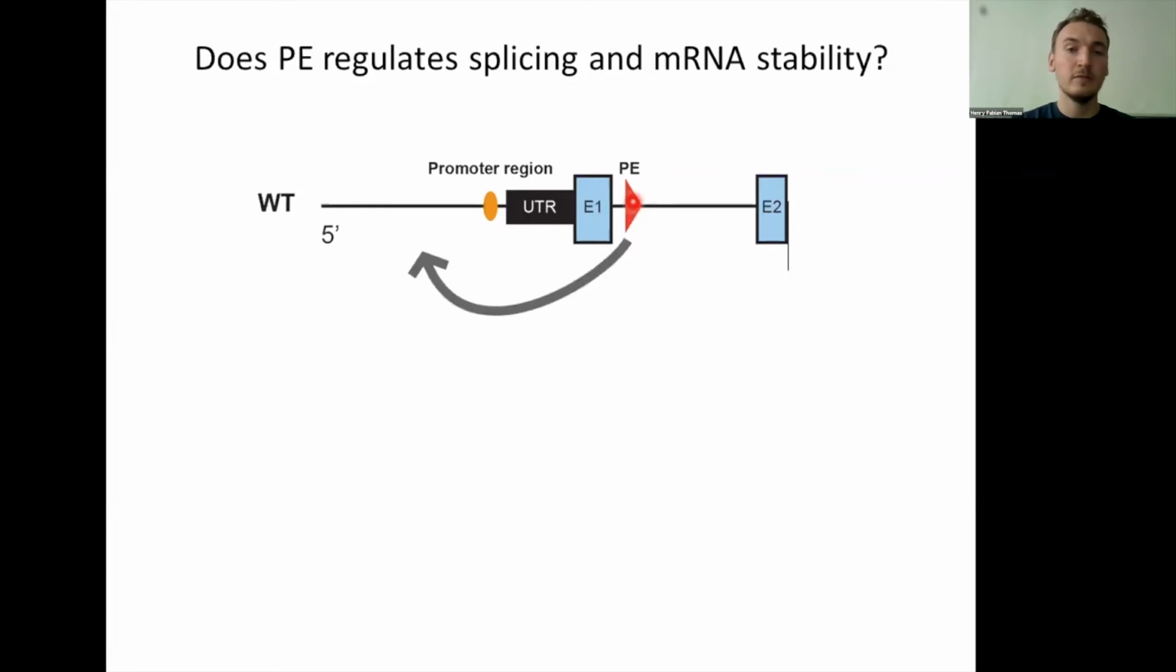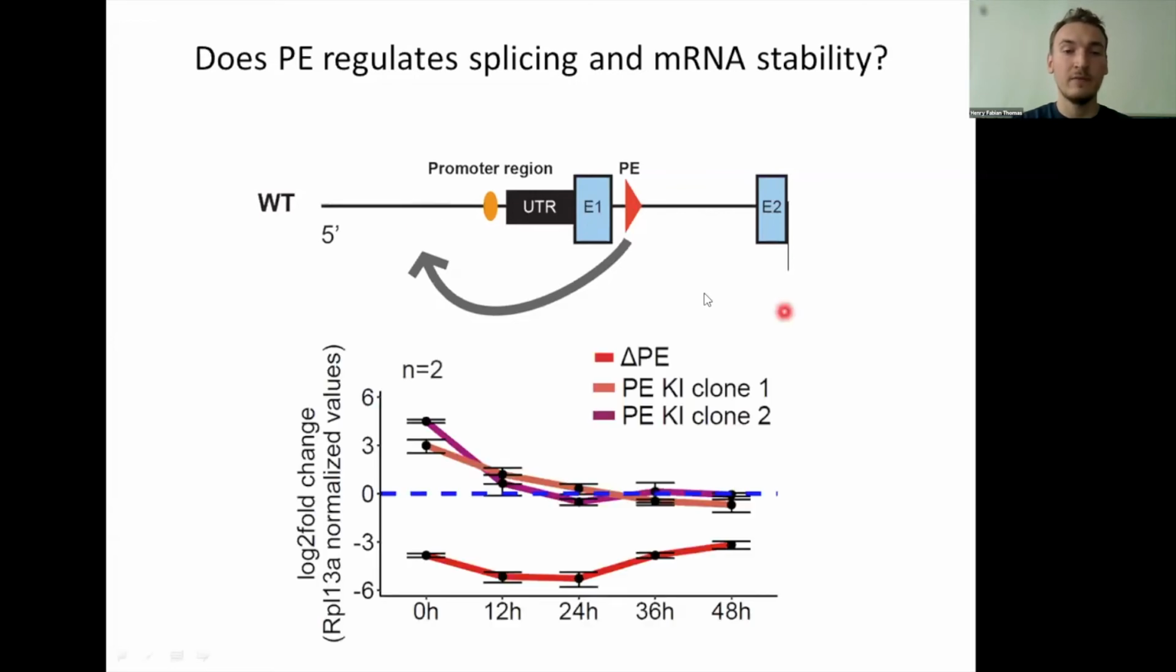To address this, we decided to remove PE from the intron and then reintroduce it upstream of the promoter, where it should only act as an enhancer. And in these cell lines, we can indeed rescue Fgf5 expression. So here in red, you see the reduction upon a PE deletion that is clearly rescued by these cell lines. So this suggests that PE is indeed an enhancer.